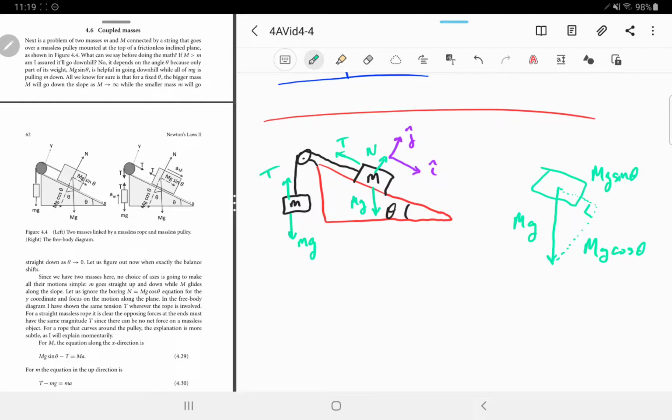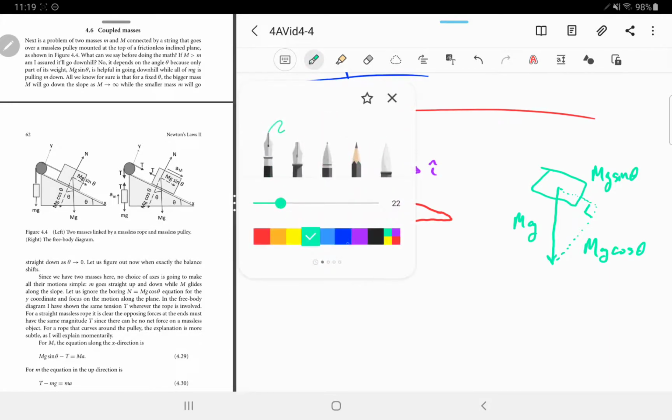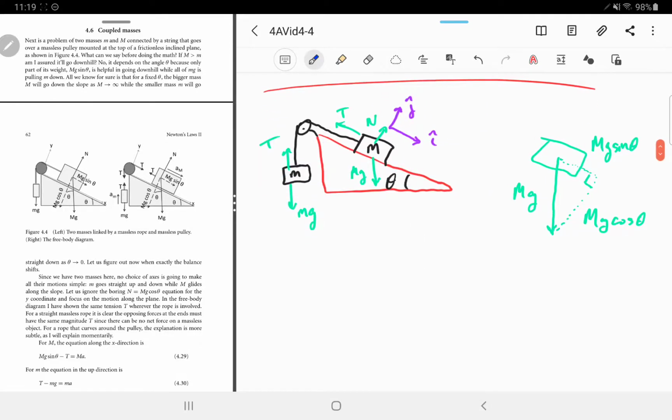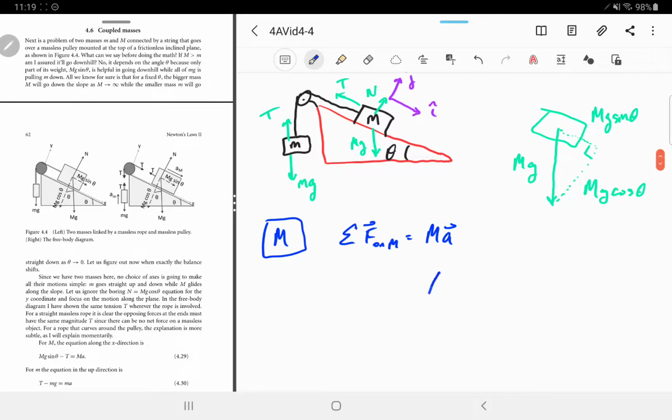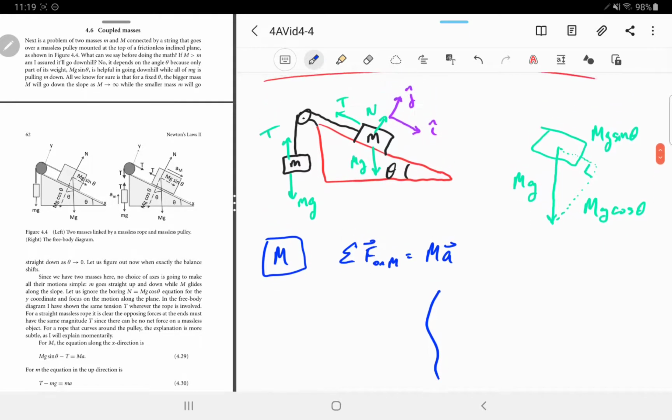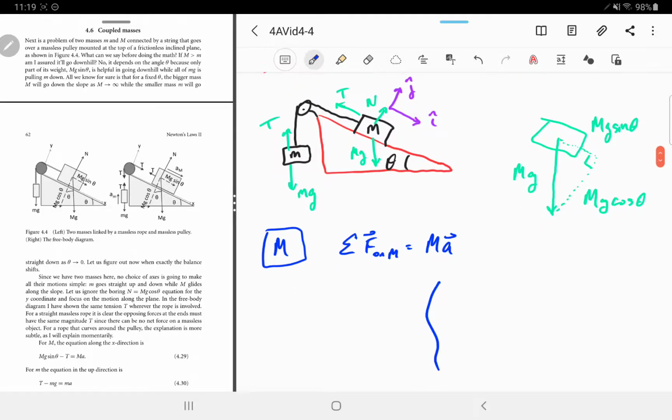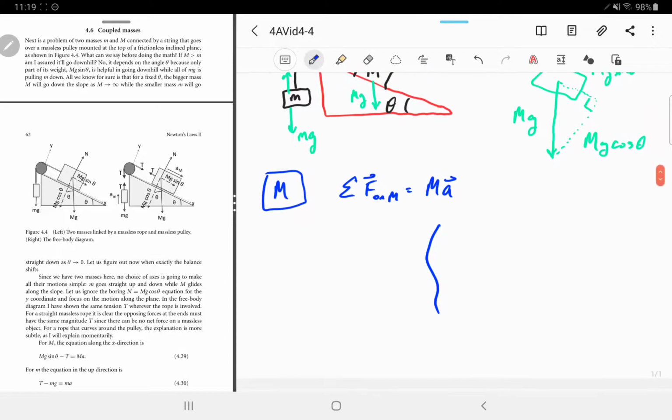Okay, so if we look at the sum of the forces, F equals ma, for capital M. The sum of the forces on capital M is equal to capital M times its acceleration vector. So we can look at the j and the i hats separately. This equation is a vector equation. It has j components, y components, and x components.